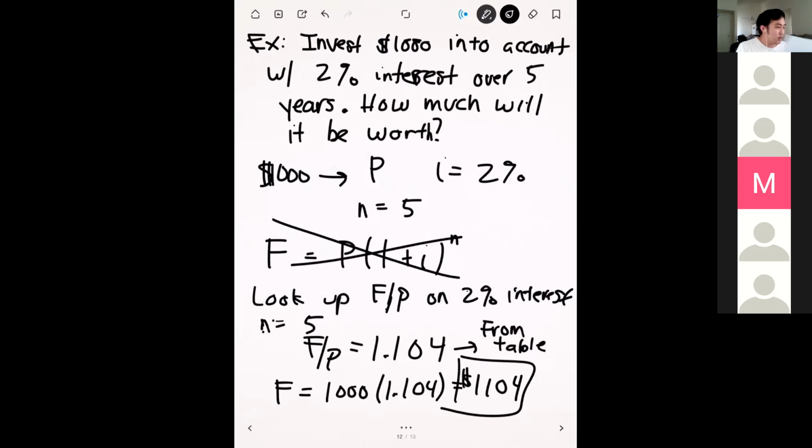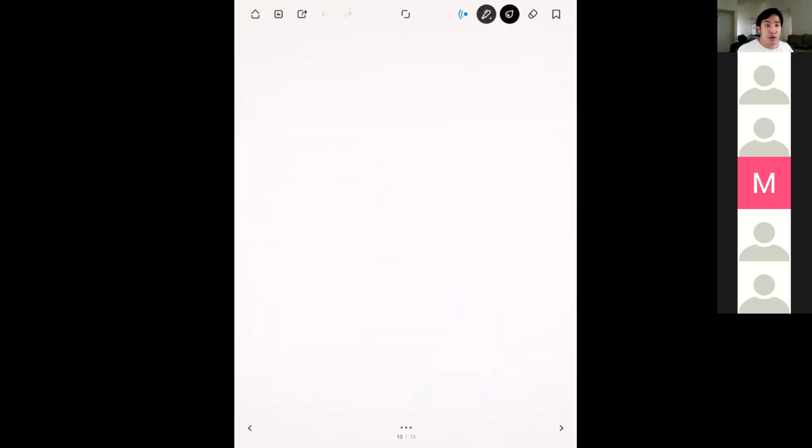Are there any questions on this? Okay, so let's do one more example with the table. Actually, let's redo the previous example, and let's see how easy it is to do it with the table.